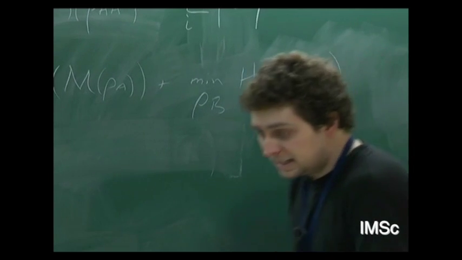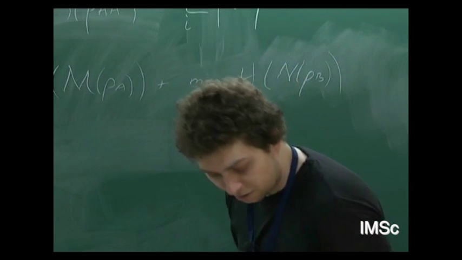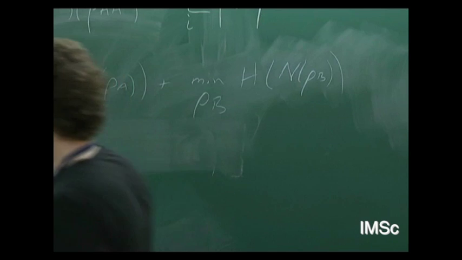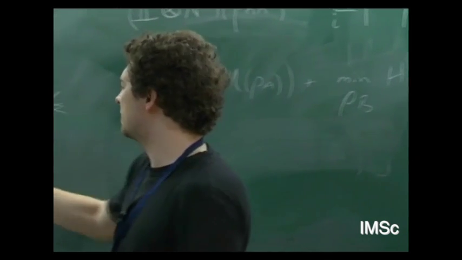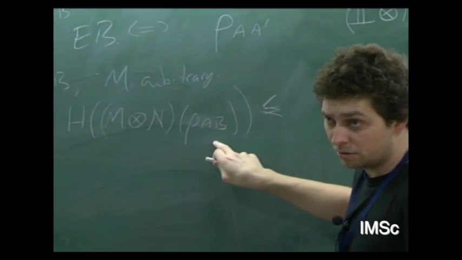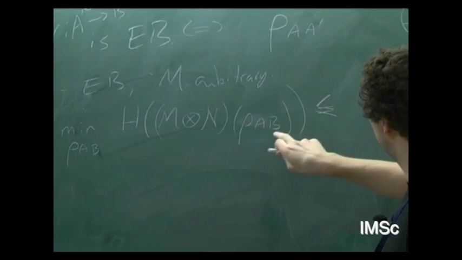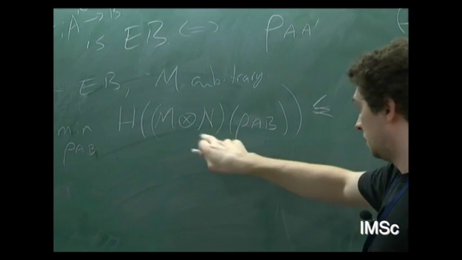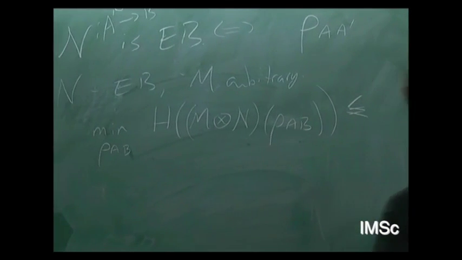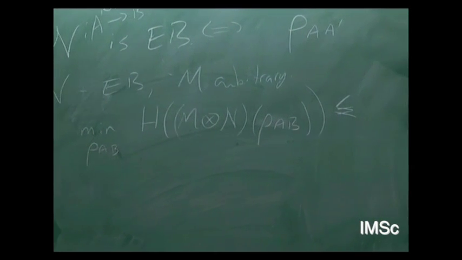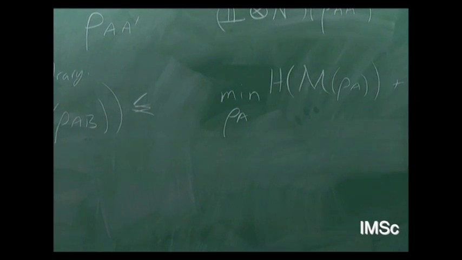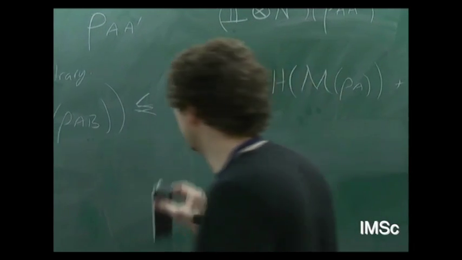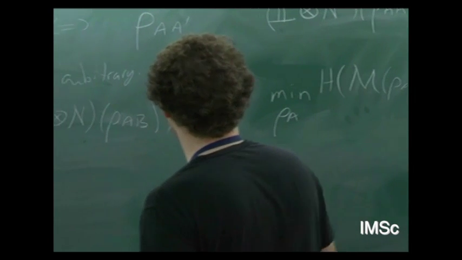And there's an easy direction and a hard direction. We know that this is actually always true. It's easy because one of the states that I could use here to try to minimize the output entropy of this thing is the best state for this channel tensor product with the best state for that channel. So this part is easy. The other direction is not always true, but for entanglement breaking channels, it will be true. So this is the hard part.